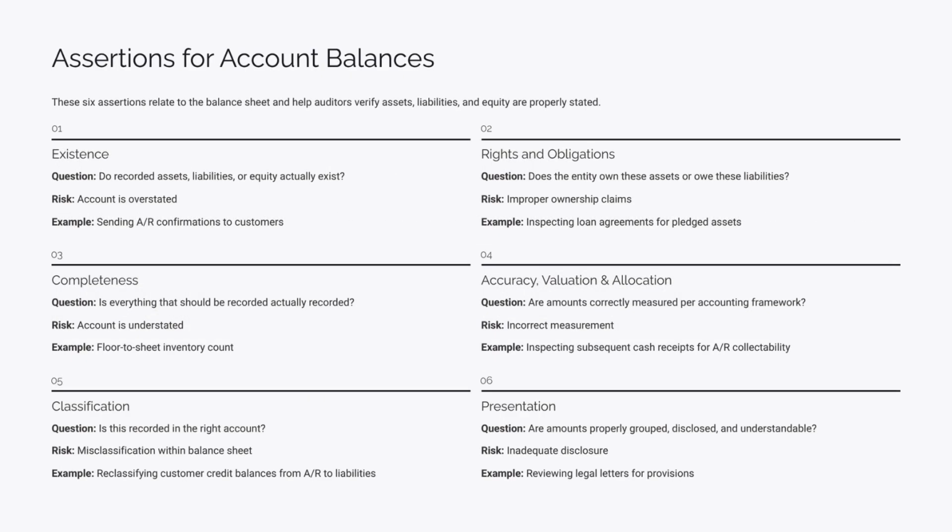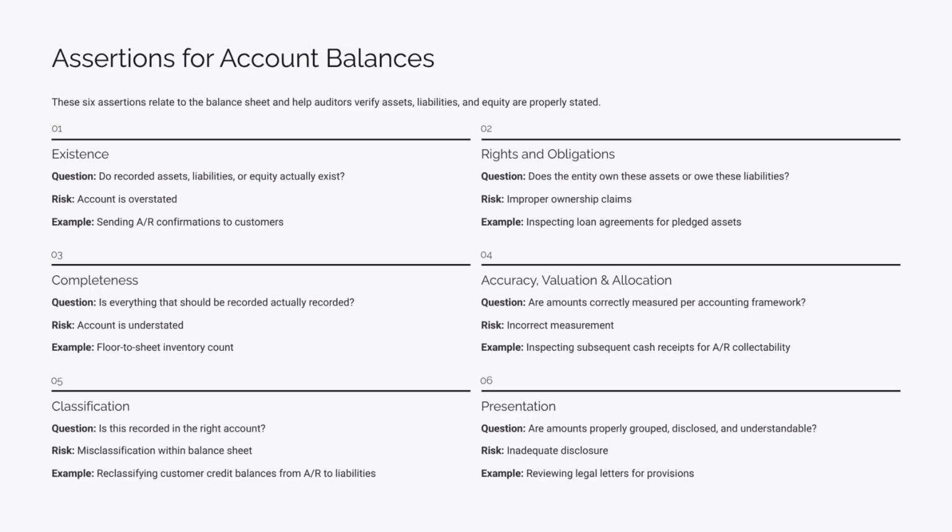These assertions relate to the balance sheet: assets, liabilities, and equity. Here are the 6 assertions. 1. Existence. Question: do the recorded assets, liabilities, or equity actually exist? If this assertion fails, the account is overstated. Something is on the books that isn't real. Example: sending AR confirmations to customers.